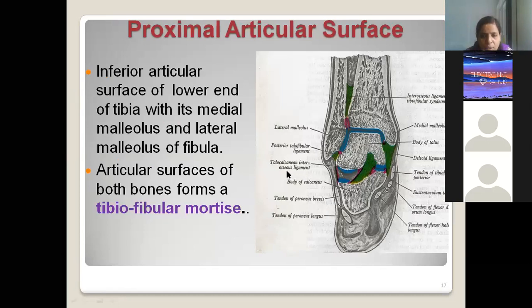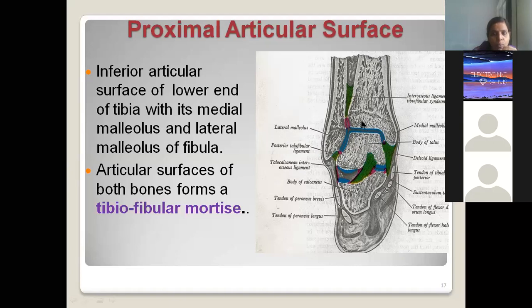Now see here, though the diagram looks a little complicated, you will see the proximal articular surfaces are this blue in color. So you are finding the inferior articular surface. What is this bone we have? Lower end of tibia. And what is this projection called? Medial malleolus. And what is this projection called? Lateral malleolus. So that means the inferior aspect of the tibia, medial malleolus, and the lateral malleolus of the fibula are the proximal articular surfaces.